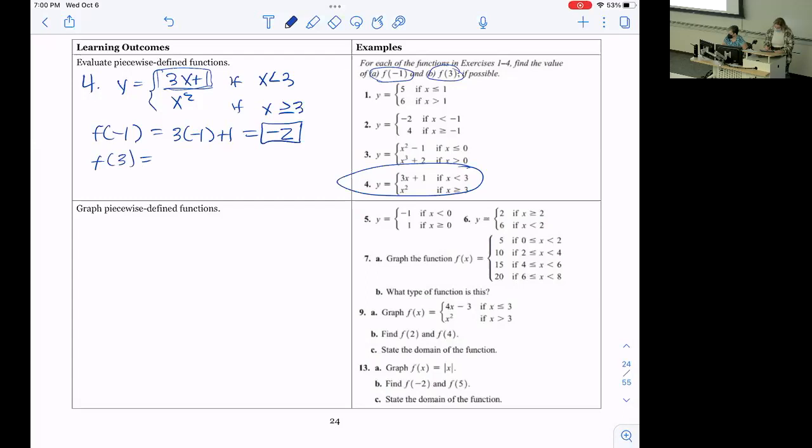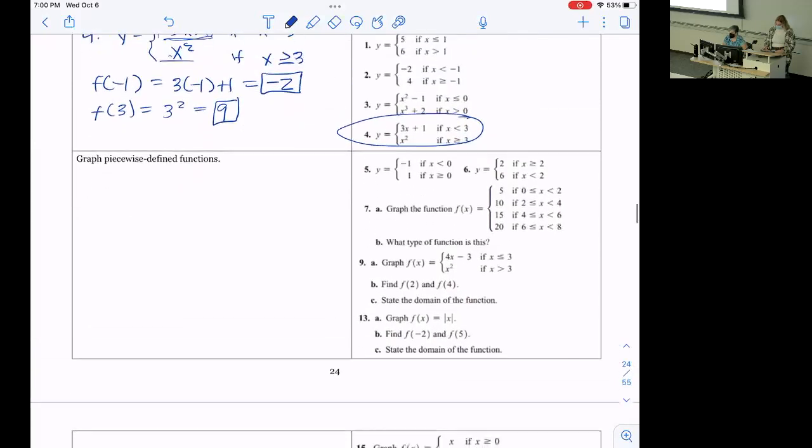And then for B, we want to find f of 3. And looking at these domains again, we know that we will use the bottom equation if x is greater than or equal to 3. And since this is equal to 3, we know that we will use this bottom equation. So when we plug in 3, we will have 3 squared equals 9. Any questions about that?